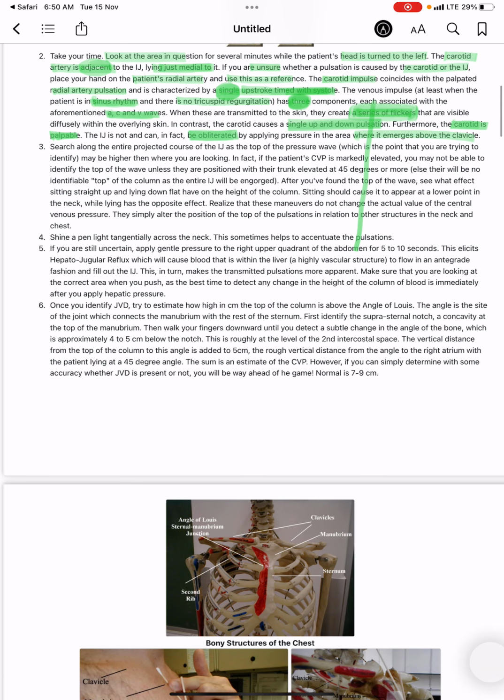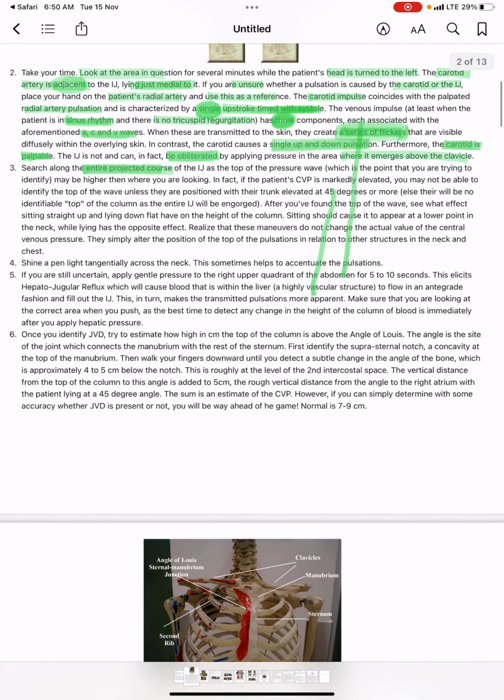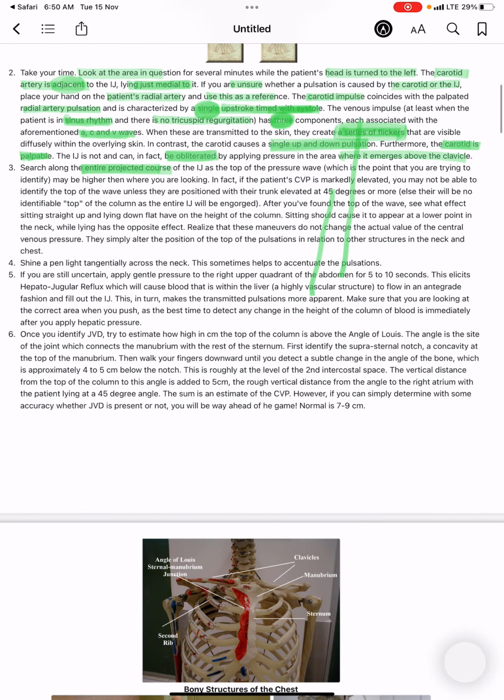Search along the entire projected course of the internal jugular vein, as the top of the pressure wave, which is the point that you're trying to identify, may be higher than where you're looking. So this line is the entire projected course. That is why you have to search the entire projected course.